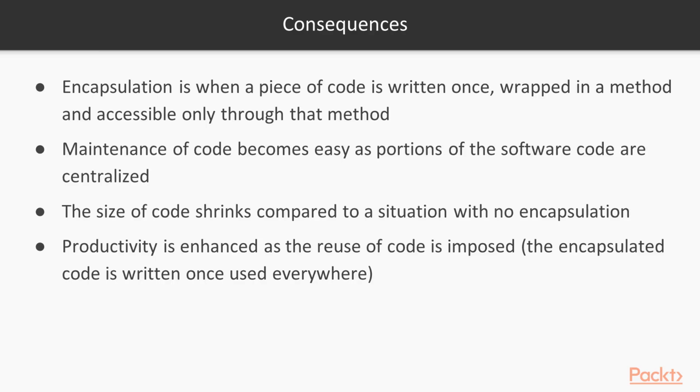The consequences. Encapsulation is when a piece of code is written once, wrapped in a method, and accessible only through that method. Maintenance of code becomes easy as portions of the software code are centralized. The size of the code will shrink compared to a situation with no encapsulation. Productivity is enhanced as the reuse of code is imposed. The encapsulated code is written once and used everywhere.